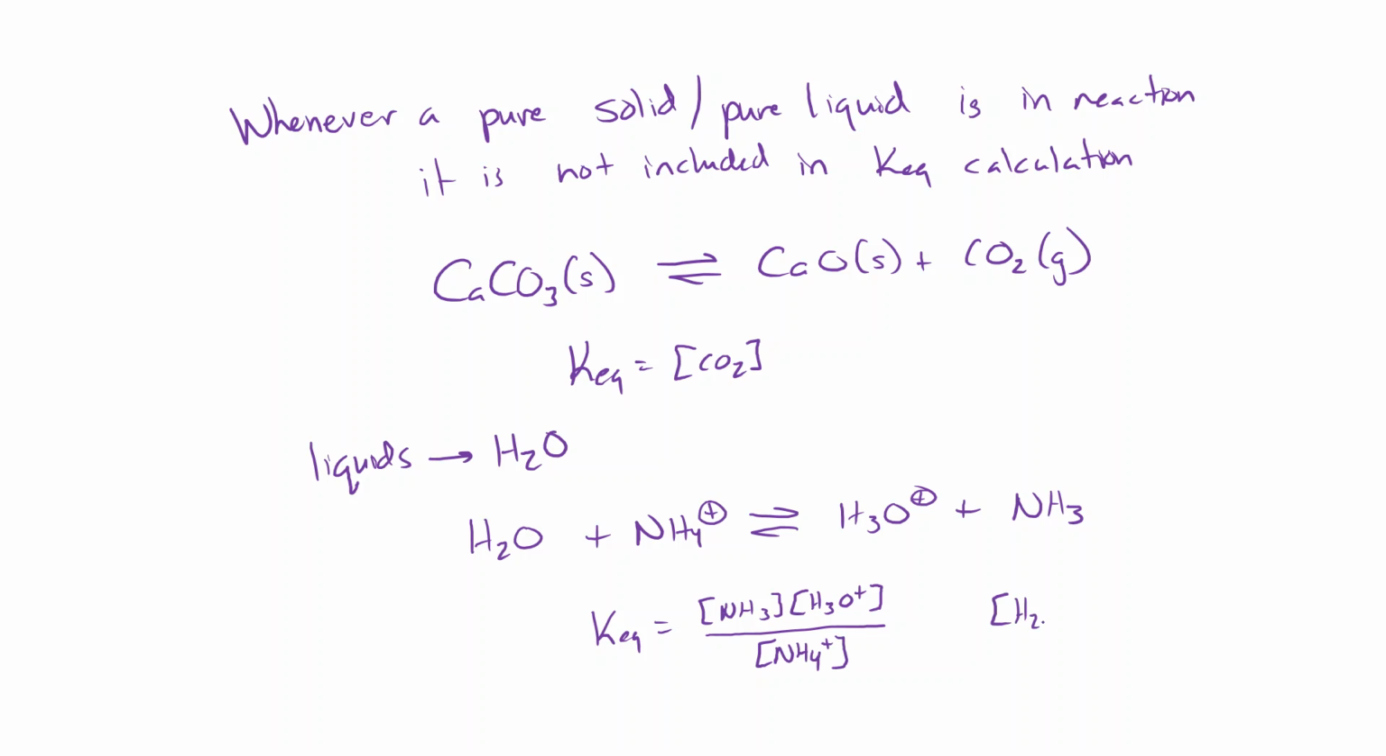It's assumed that the concentration of water is more or less constant because there's almost always more water around than anything else, and so the small changes in concentration of water that come from it reacting here are not going to really affect the overall equilibrium constant. So we just kind of drop water out and focus on the concentrations that actually change.